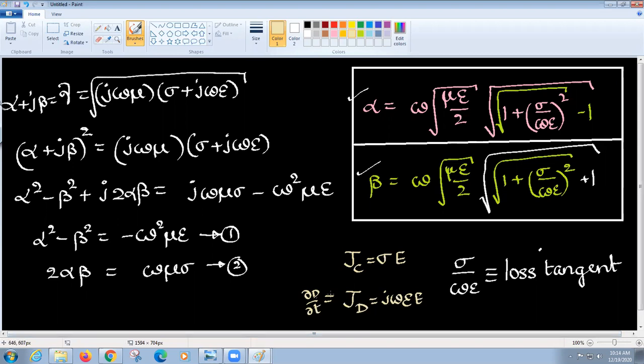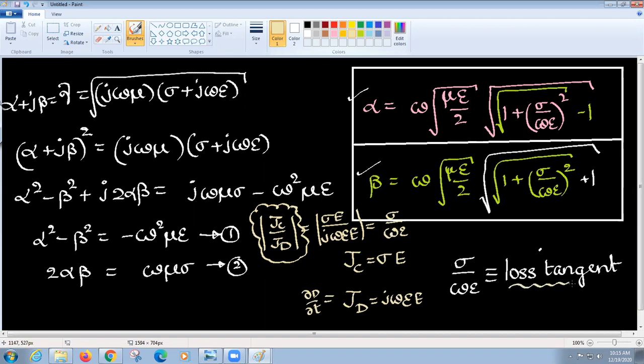Okay. Now if I take the ratio JC by JD in its magnitude, now what you get? Sigma E by j omega epsilon E. You take its magnitude, and what you get? You get sigma by omega epsilon. Yes or not? Yes, sir. So you will understand why we are taking this ratio and all, but for now just accept sigma by omega epsilon as loss tangent.